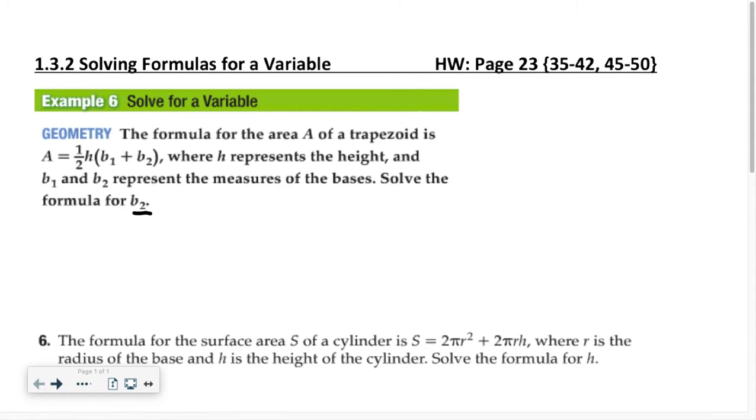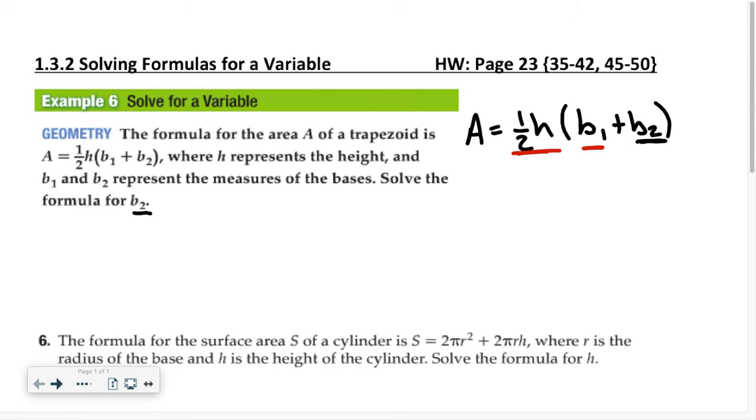Okay, so if we look at the original equation, original formula, this is the variable we want to isolate. We're solving for it. We want that variable by itself. So we need to get rid of the 1/2 h and the b1.